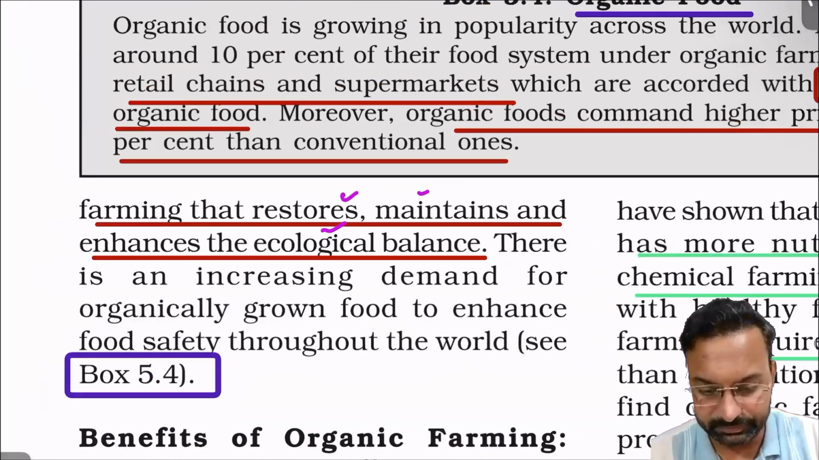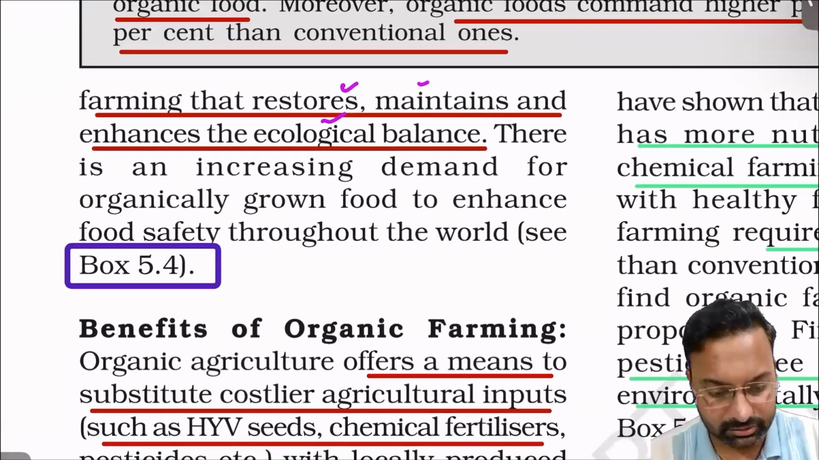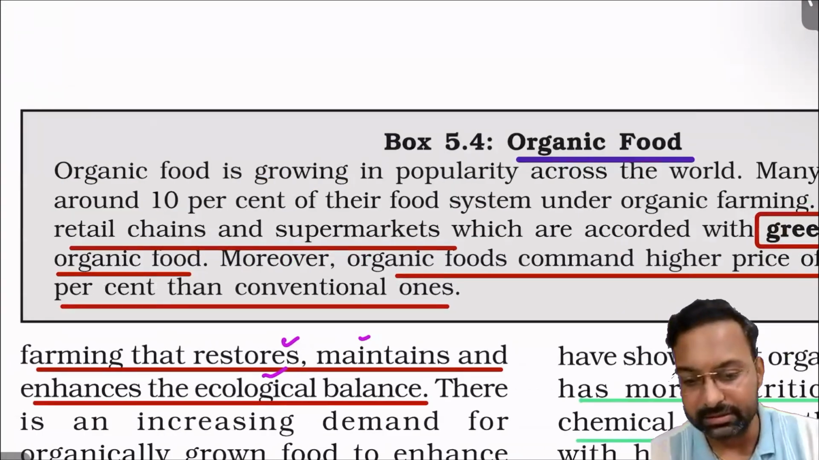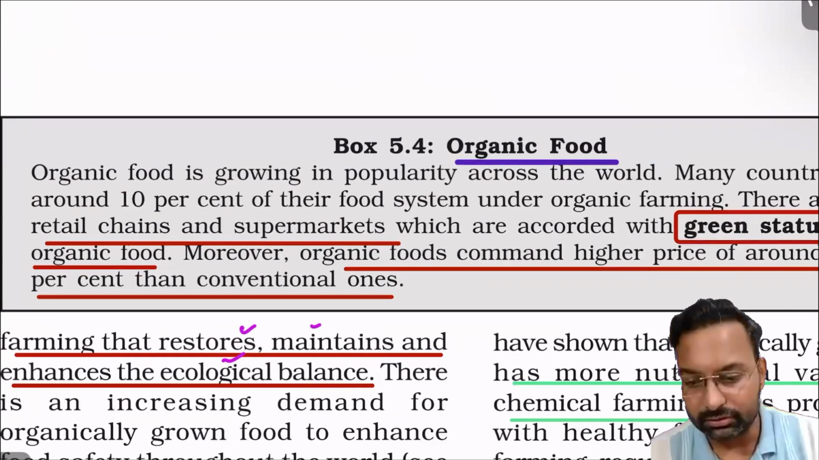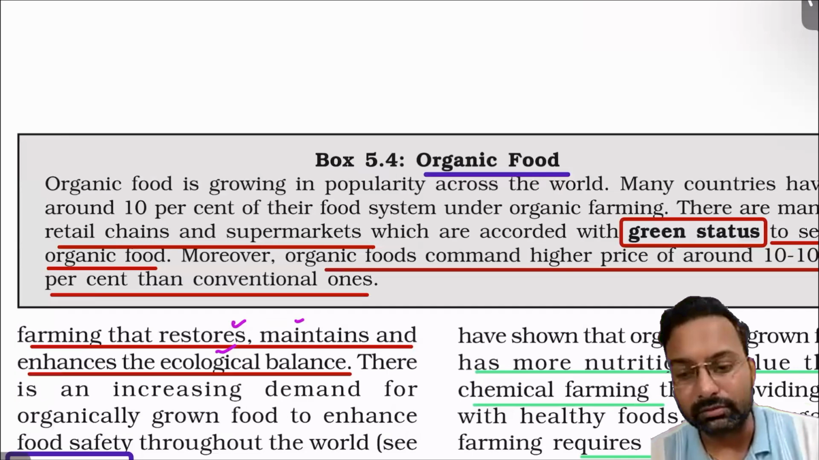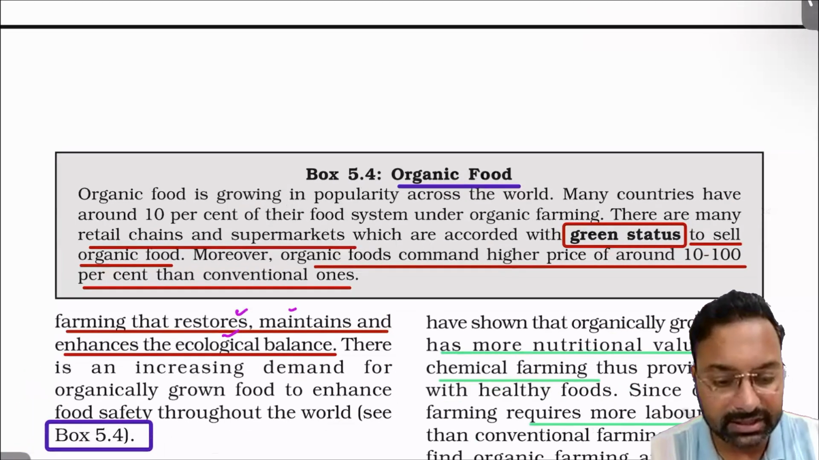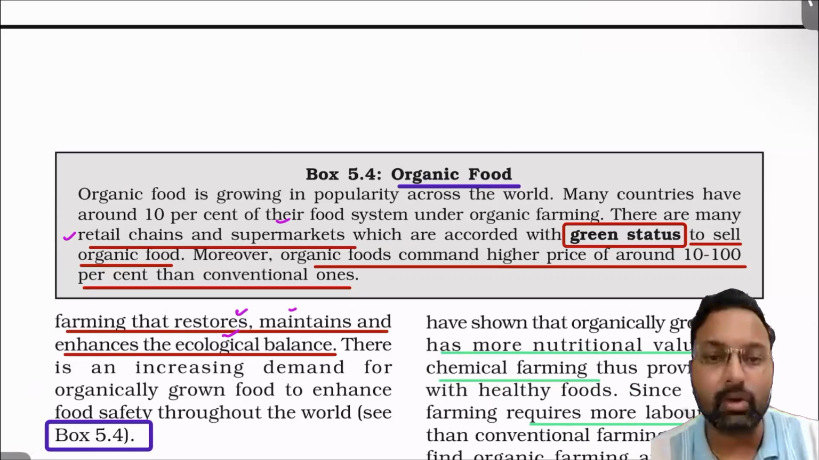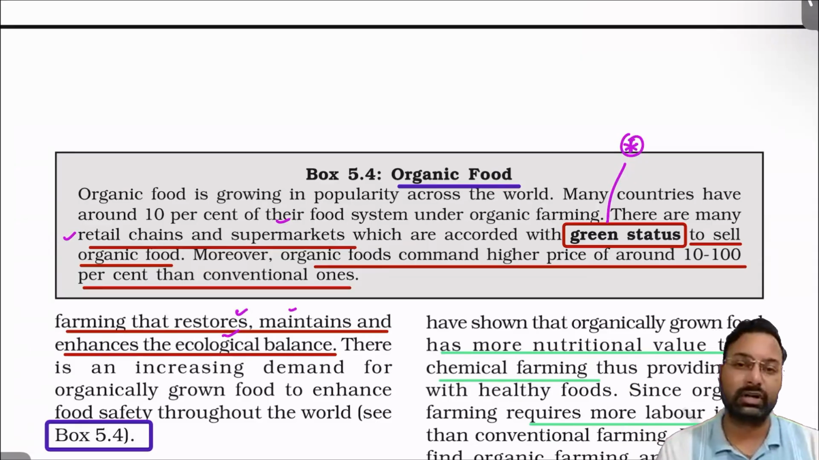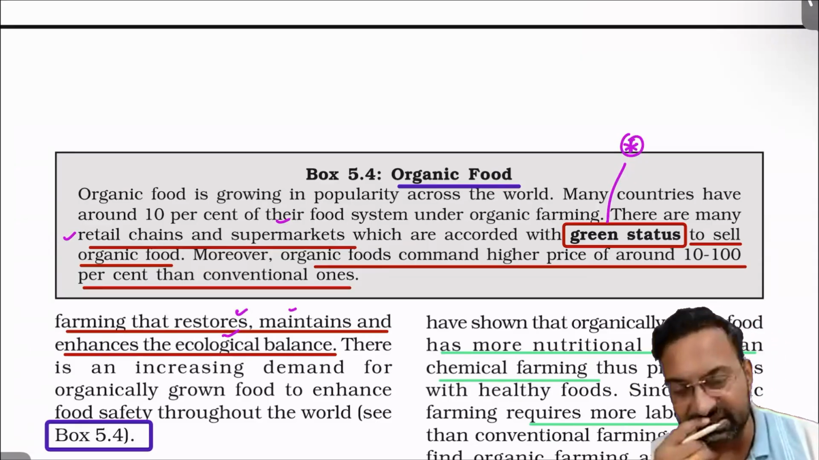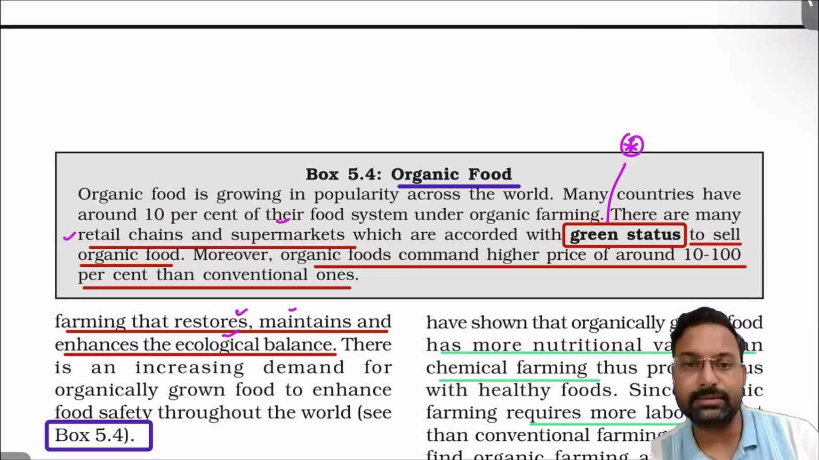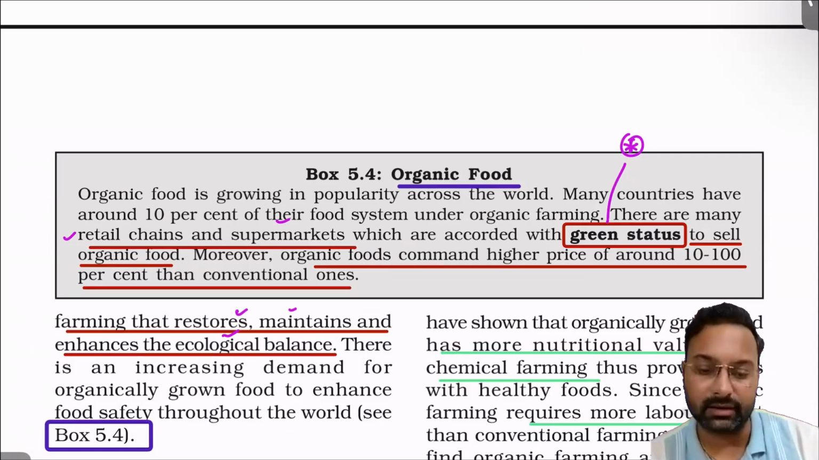Okay, let's do those boxes that we have, then we will come to the benefits of organic farming. So what is organic food? Organic food is gaining popularity throughout the world, and there are now value chains, right? There are many retail chains and supermarkets that only sell organic produce, and they have gained the status of green food, right? That is why organic farming is improving day by day.